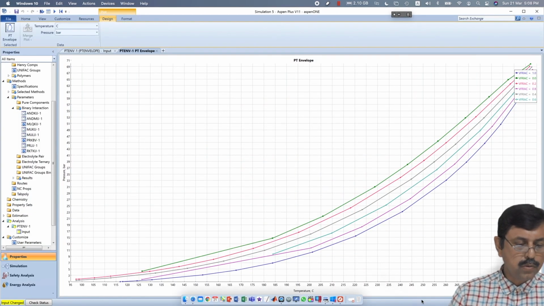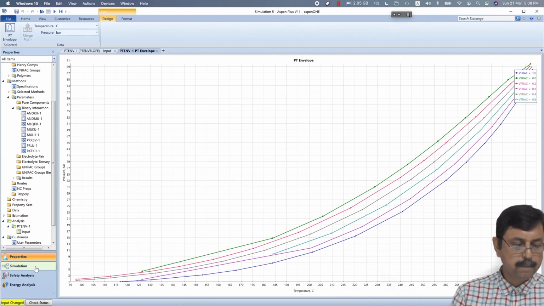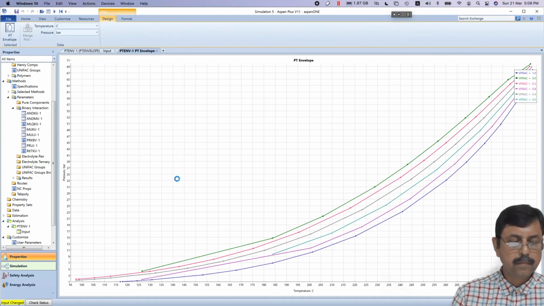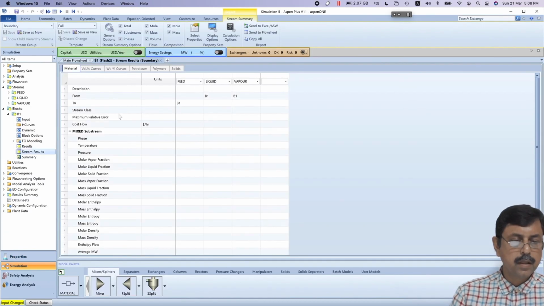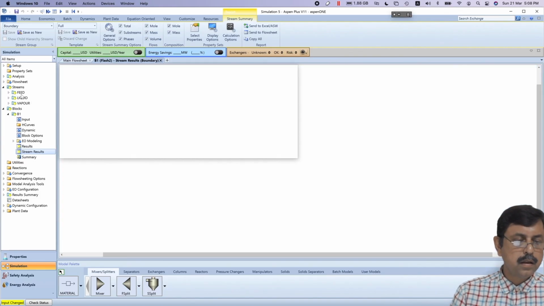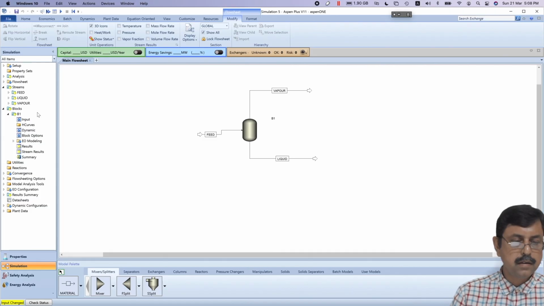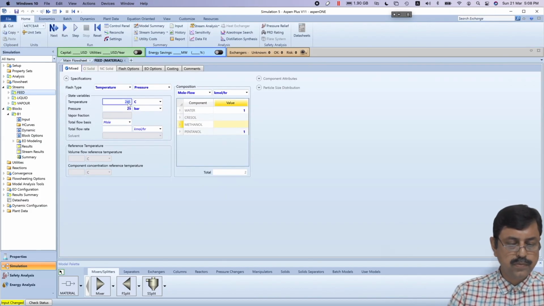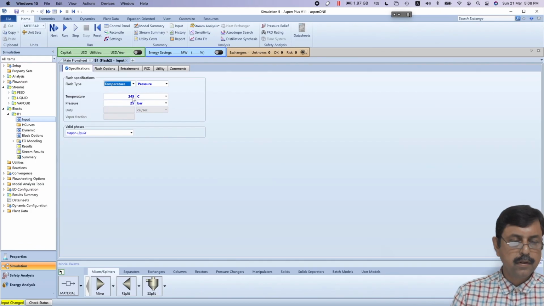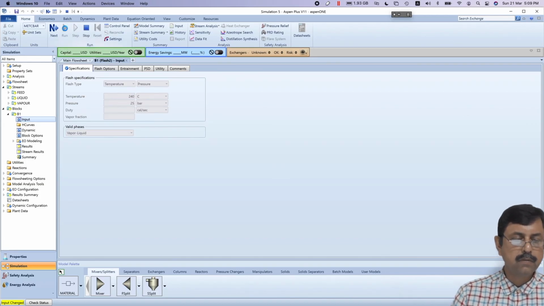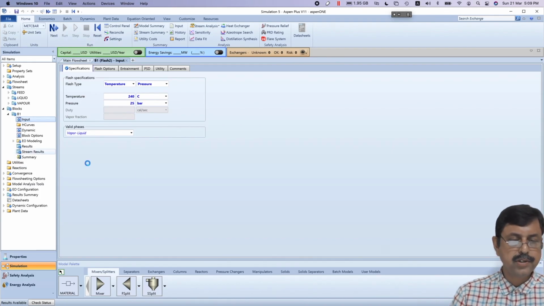So go to our simulation once again. Here in the feed, we make it 240 degrees centigrade, and the B1 also, keep it 240 degrees centigrade and run the simulation once again. Okay, now see the stream results.